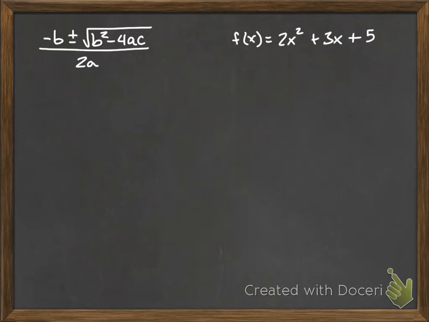So the first thing we need to do is pick out our A, B, and our C. Well, our A is just a 2. Our B is a 3, right? Because that's the number that's out in front of the x. Oops. Our B is not x. Our B is 3. There we go. Our C is just that number that's out there by itself. So our C is a 5.